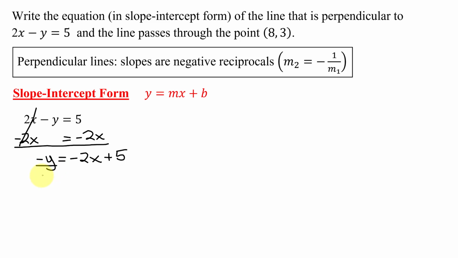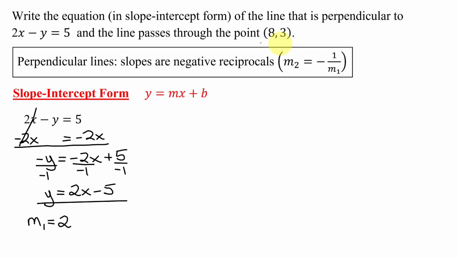Now to get y by itself, divide every term in this equation by negative 1. Negative y divided by negative 1 is positive y equals negative 2 divided by negative 1 is positive 2. So I have 2x, 5 divided by negative 1 is negative 5. So this is the equation of my given line, and it is in slope-intercept form. So the coefficient of the x is the slope of my given line. So m sub 1 equals 2.